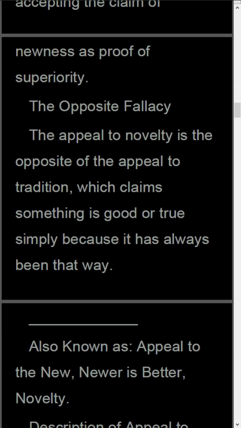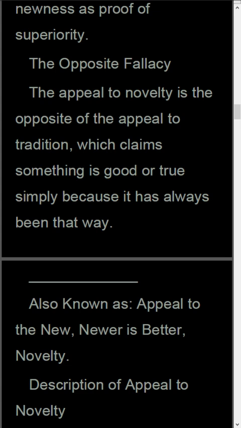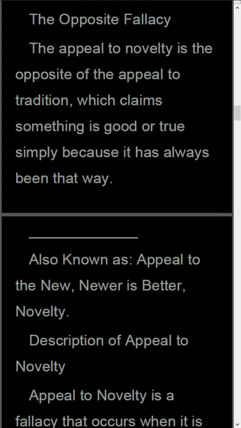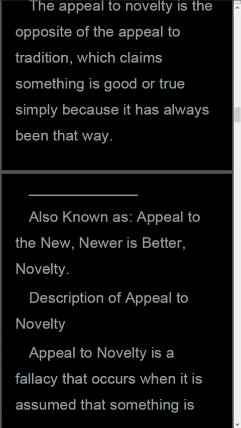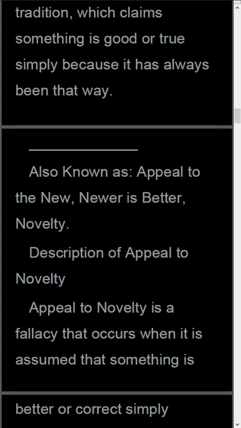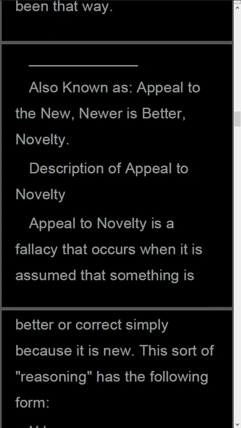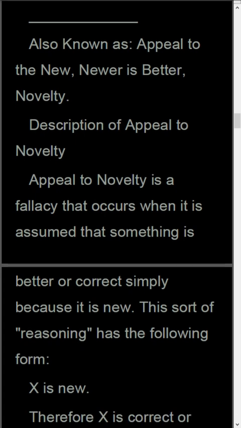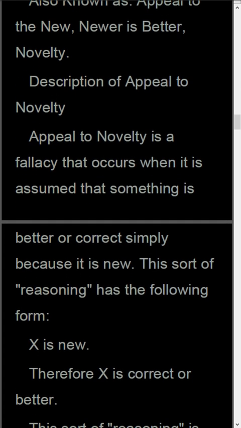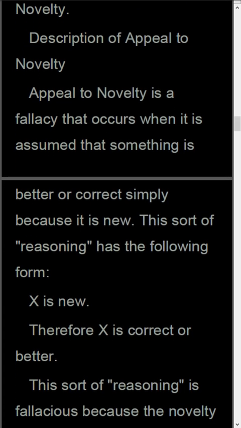The opposite fallacy. The appeal to novelty is the opposite of the appeal to tradition, which claims something is good or true simply because it has always been that way. Also known as appeal to the new, newer is better, novelty. Description of appeal to novelty.